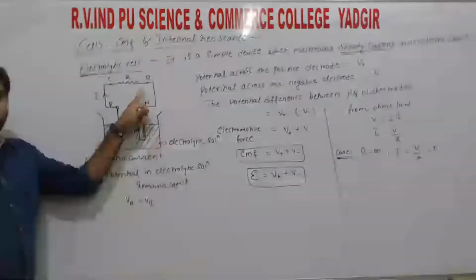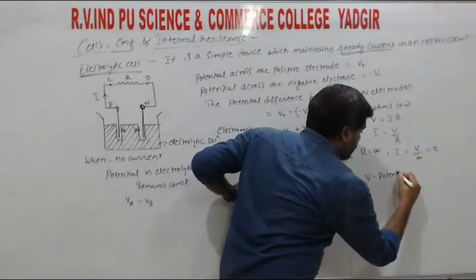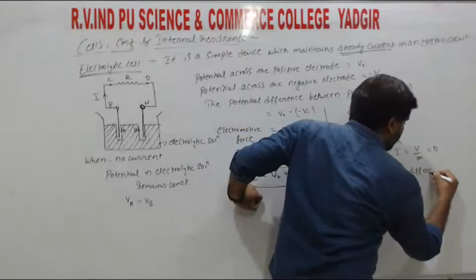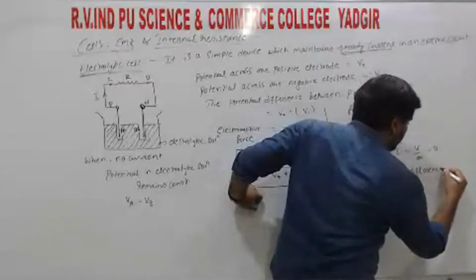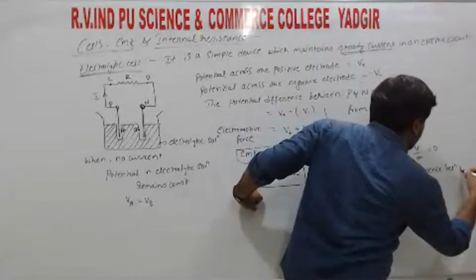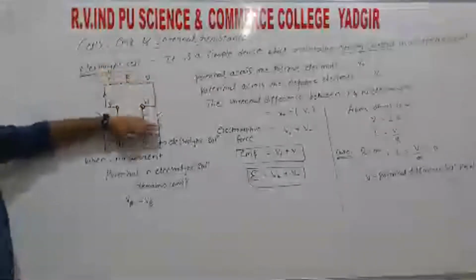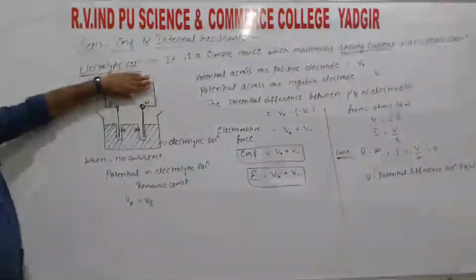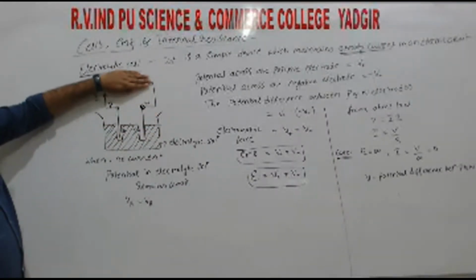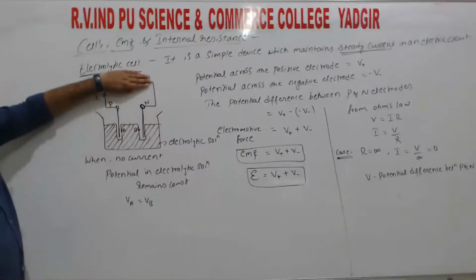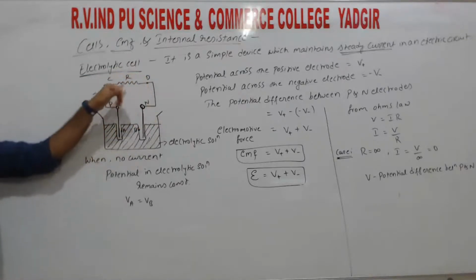So what it says is that V is the potential difference between the electrodes. R is infinity and we are not connecting any resistance across these electrodes. Here we have either no resistance connected or a very high resistance, whose value is approximately infinity, meaning there is no flow of current in the external circuit.